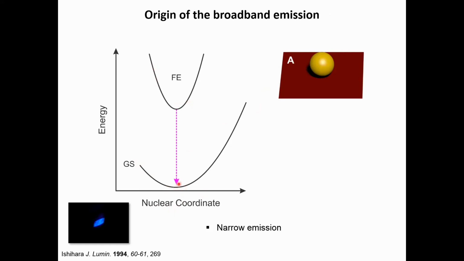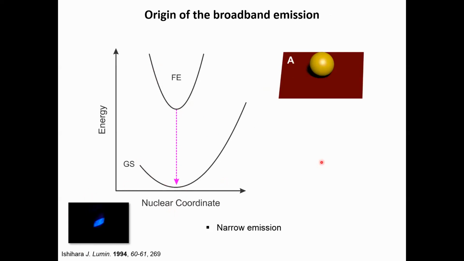This material absorbs energy and goes from my ground state to the excited state. And then if nothing happens, if the net doesn't change in the excited state, I get emission back from the excited state to the ground state, and I see this blue light. This is what has been seen for many years in the field of 2D perovskites.